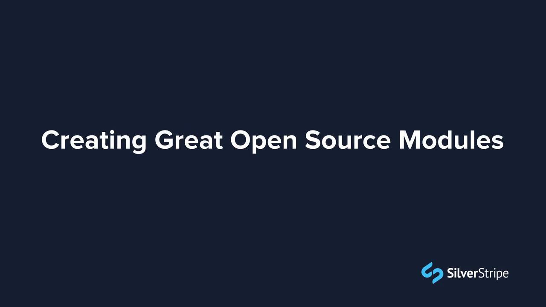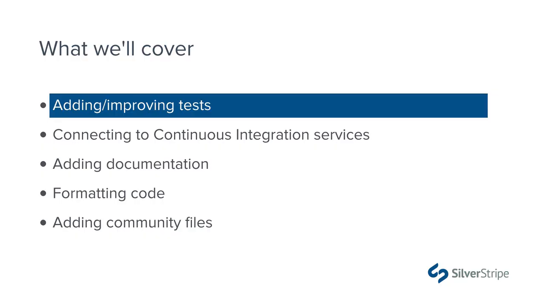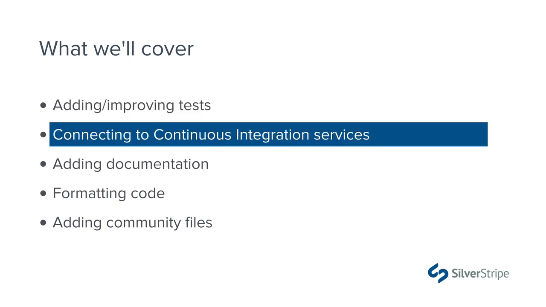Today we're going to be looking at how to improve the quality of our SilverStripe modules so more people will use them. We'll begin by adding and improving tests for our module. We'll learn about a few SilverStripe tools and use them to increase test coverage for the important parts of our code. Then we'll connect our module to continuous integration services. These will monitor our code and let us know when tests break or code quality declines.